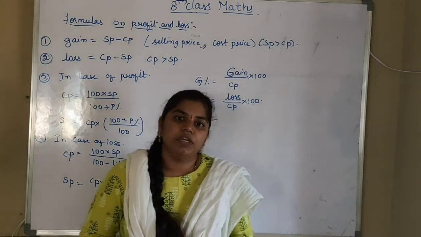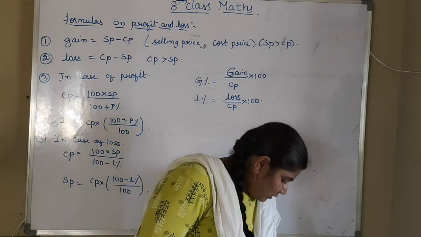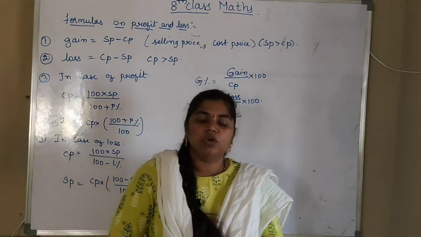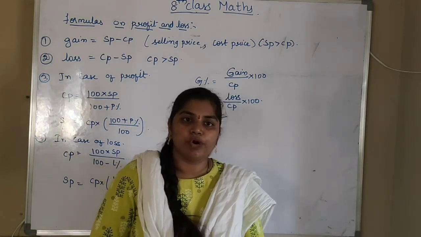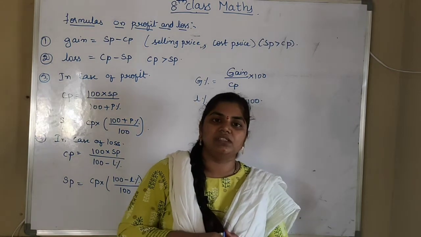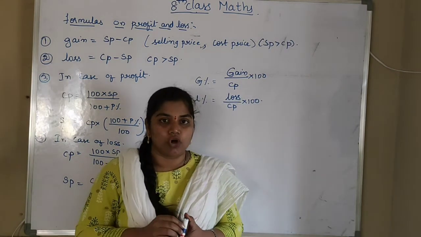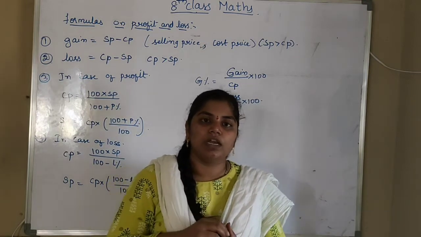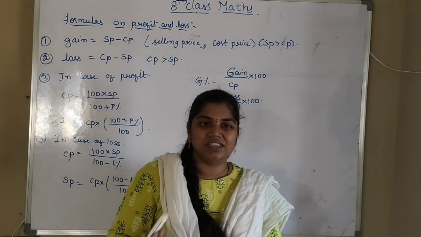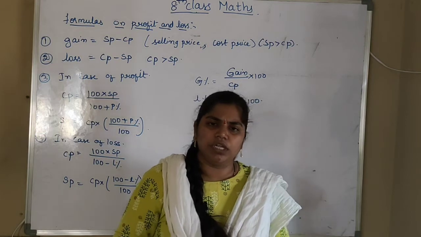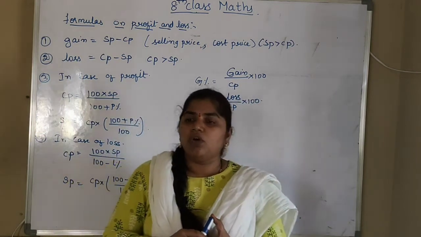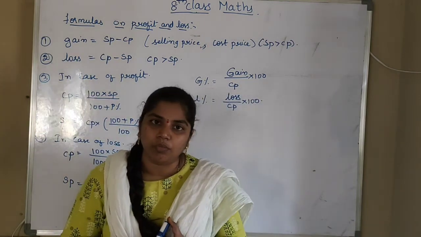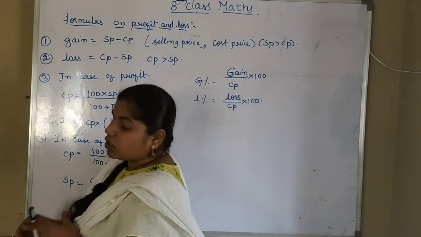So good morning everyone. Now we are starting our next exercise, that is 5.2. Before this exercise 5.2, already in 7th class we have learnt about profit and loss: how to find the profit value, how to find the loss value, how to find the loss percentage, profit percentage. Already we have learnt everything. So now once again we will revise all the formulas about profit and loss here.